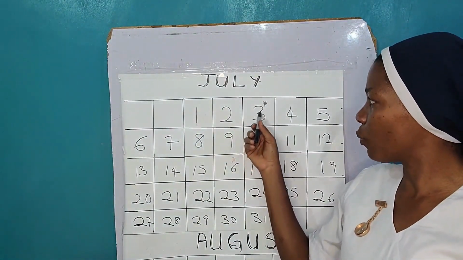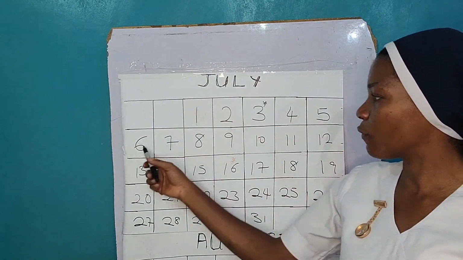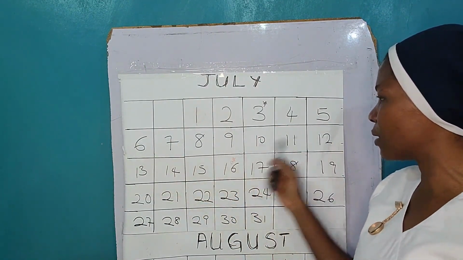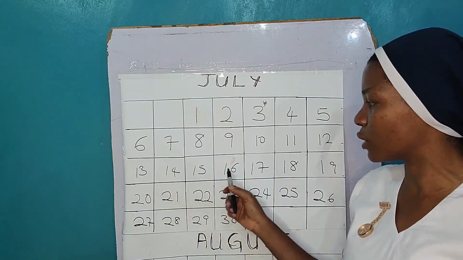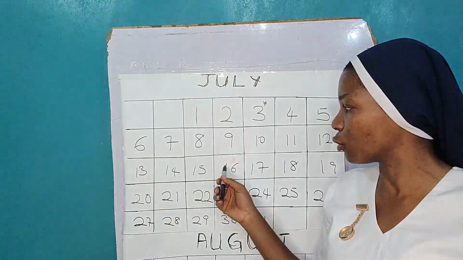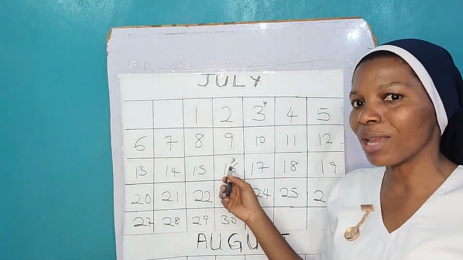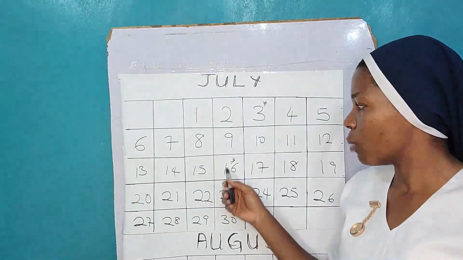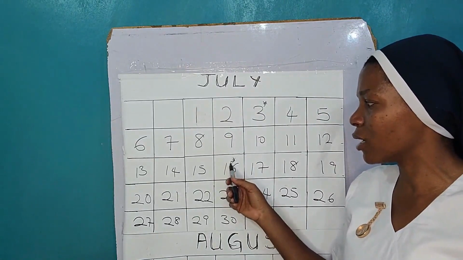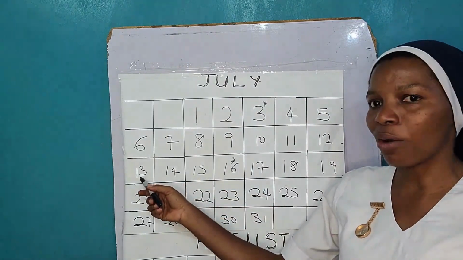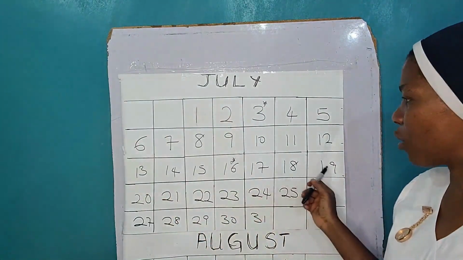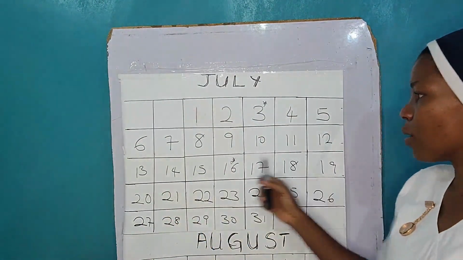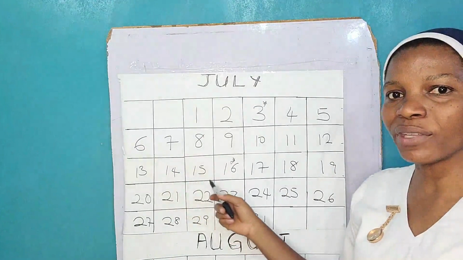We have 1, 2, 3, 4, 5, 6, 7, 8, 9, 10, 11, 12, 13, 14. So she'll be experiencing her ovulation on the 16th of July. The 16th of July will be the day she'll be experiencing her ovulation. But in calculation of her fertile days, we'll count 3 days before her ovulation and 3 days after her ovulation, meaning that from the 13th to the 19th of July, she will be having her fertile days.